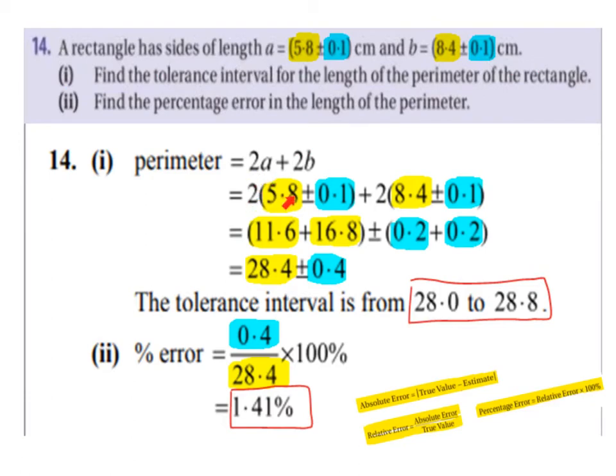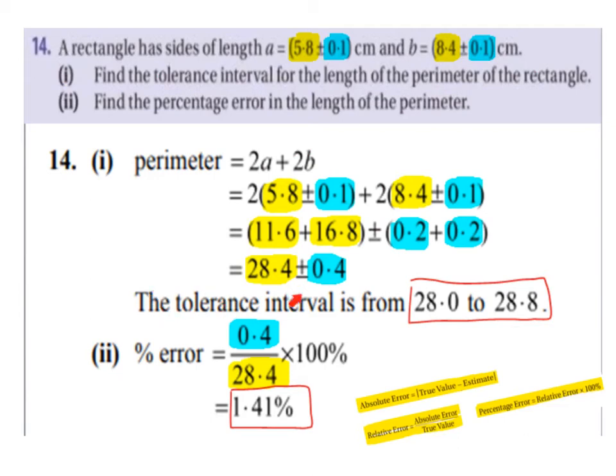So 2 times 5.8 is 11.6. And 2 times 8.4 is 16.8. And 2 times plus or minus 0.1 is plus or minus 0.2. And 2 times plus or minus 0.1 is plus or minus 0.2. And 11.6 plus 16.8 is 28.4. And 0.2 plus 0.2 is 0.4. So the perimeter of a rectangle, when we add up all the sides, is 28.4 centimeters plus or minus 0.4.